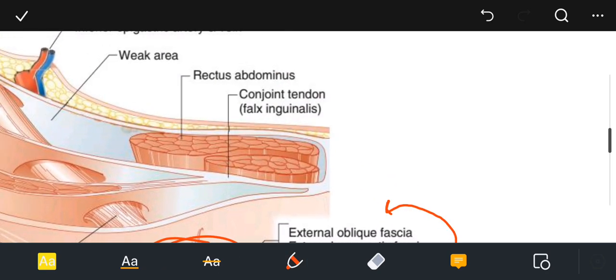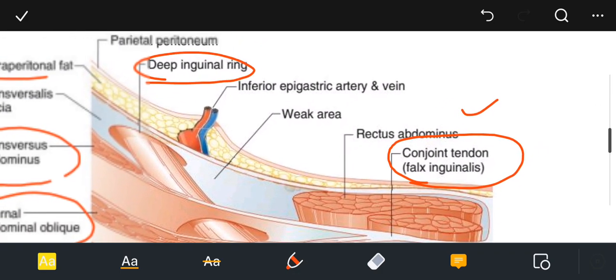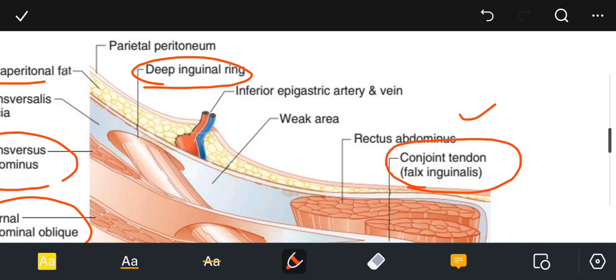Now moving on to the conjoint tendon. It is a very important tendon because it prevents a direct inguinal hernia from forming, or if it is formed, it prevents the direct inguinal hernia from descending into the testis, right? So the conjoint tendon, or the falx inguinalis. Then we have the rectus abdominis muscle. After the rectus abdominis muscle, we have a weak area over here as well. For some reason, this area is weak.